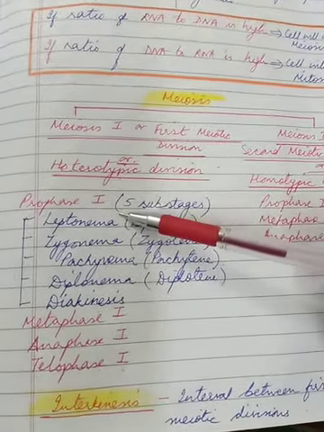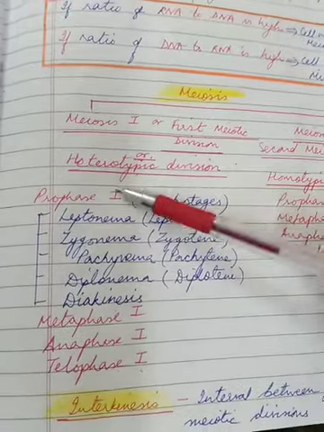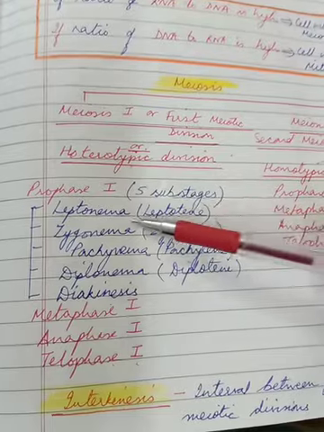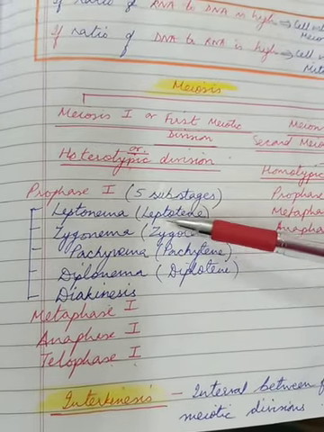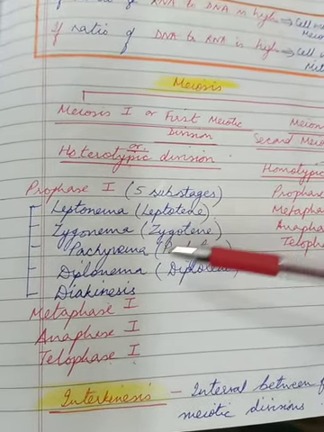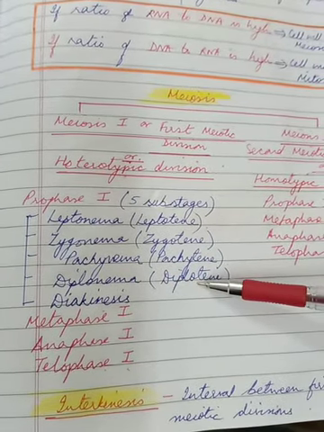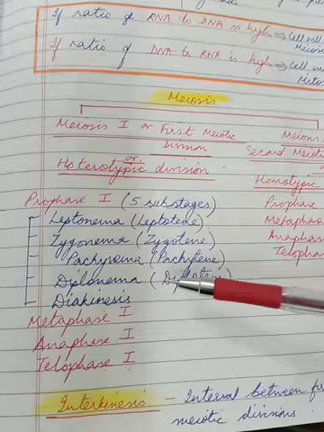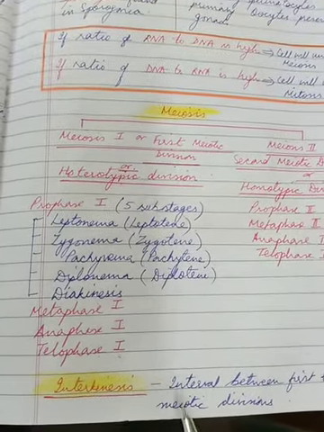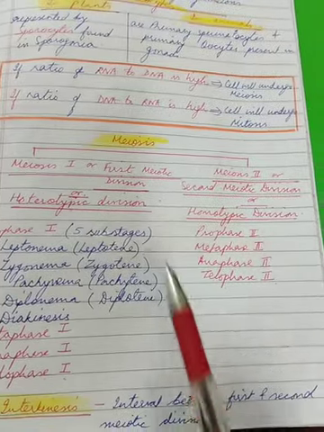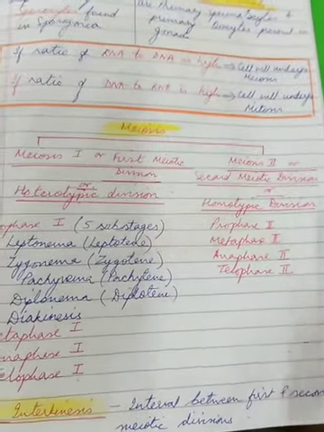But here under prophase, which is the longest of all phases in meiosis 1, we have 5 substages: leptonema or leptotene, zygonema or zygotene, pachynema or pachytene, diplonema or diplotene and diakinesis. Another term I had introduced is interkinesis, which is the interval between meiosis 1 and meiosis 2.